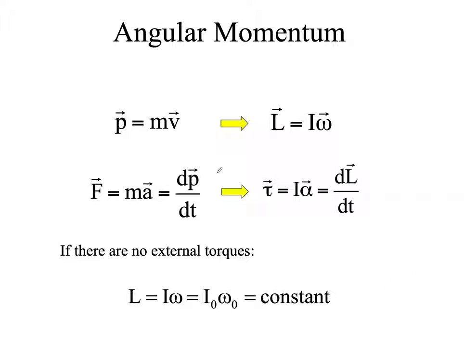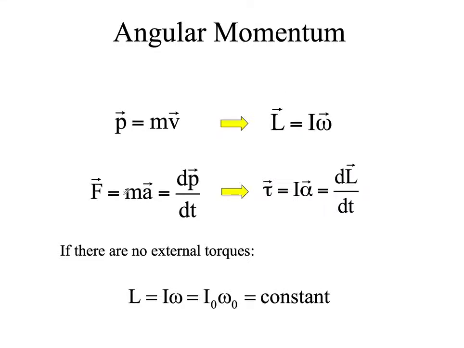Just a quick reminder again, regular momentum is mass times velocity. Angular momentum is a vector quantity as well, equal to I times omega. This is not a dot product or a cross product. It's simply just a multiplication. This is a scalar. This is a vector. This is just the scalar times the vector.